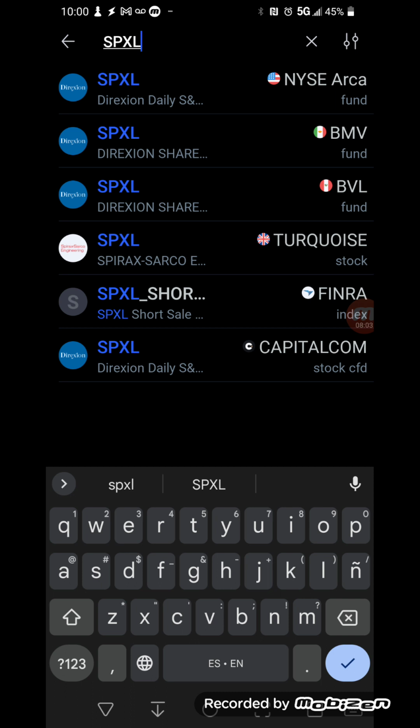So the other word that I was trying to explain is margin. A margin account means that if you have, let's say, $5,000 in the account, you can buy $10,000, double.